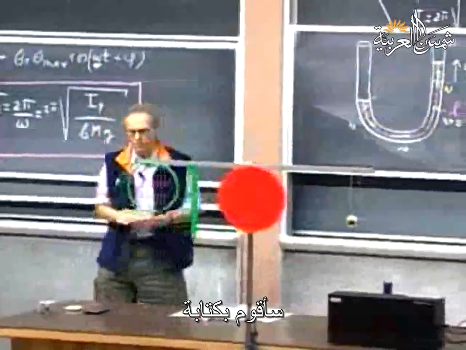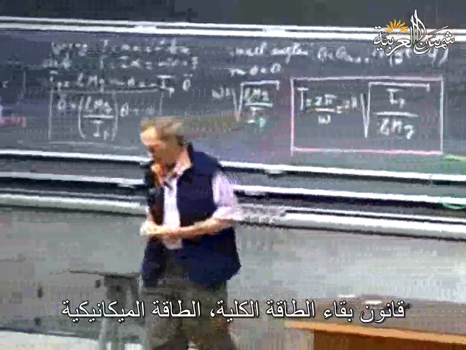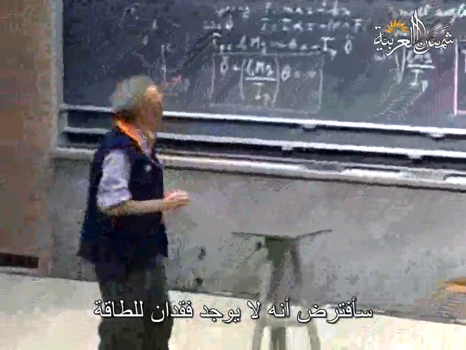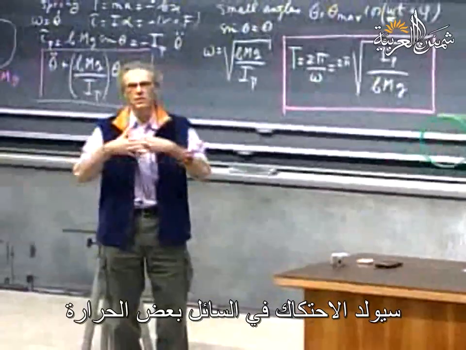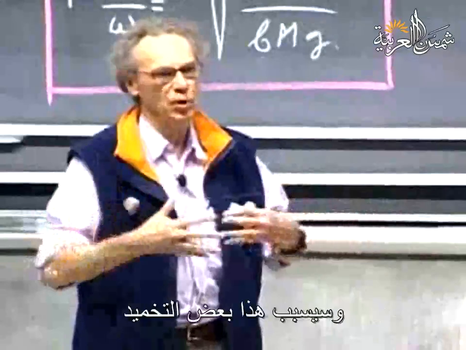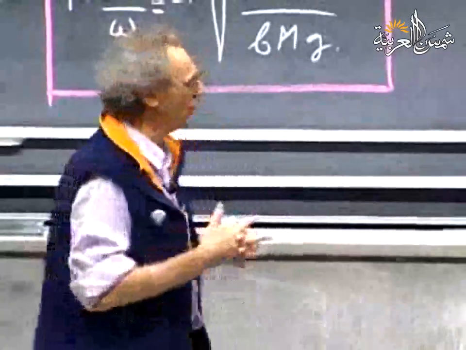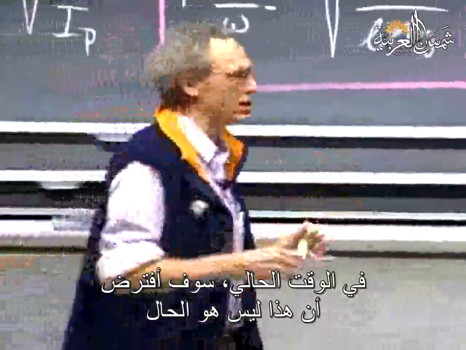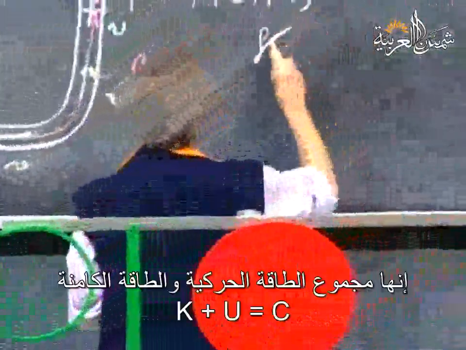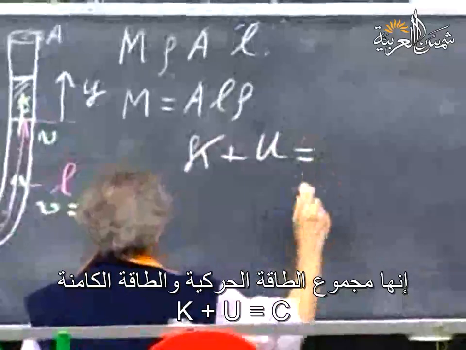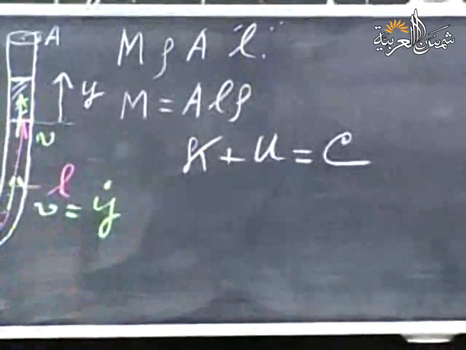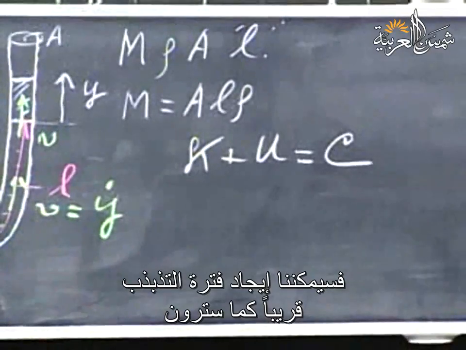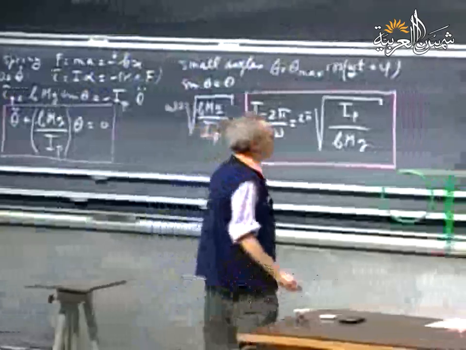I'm going to write down the conservation of total energy, mechanical energy. I assume that there is no energy loss, although there probably is some. Friction inside the liquid will probably generate some heat, and that will cause some damping. You will see that when we do the experiment. For now, I will assume that that's not the case. So what now is then the total energy of the system? That is the sum of the kinetic energy plus the potential energy, and if we assume that that's constant, we will be able to find the period of the oscillation very shortly, as you will see.